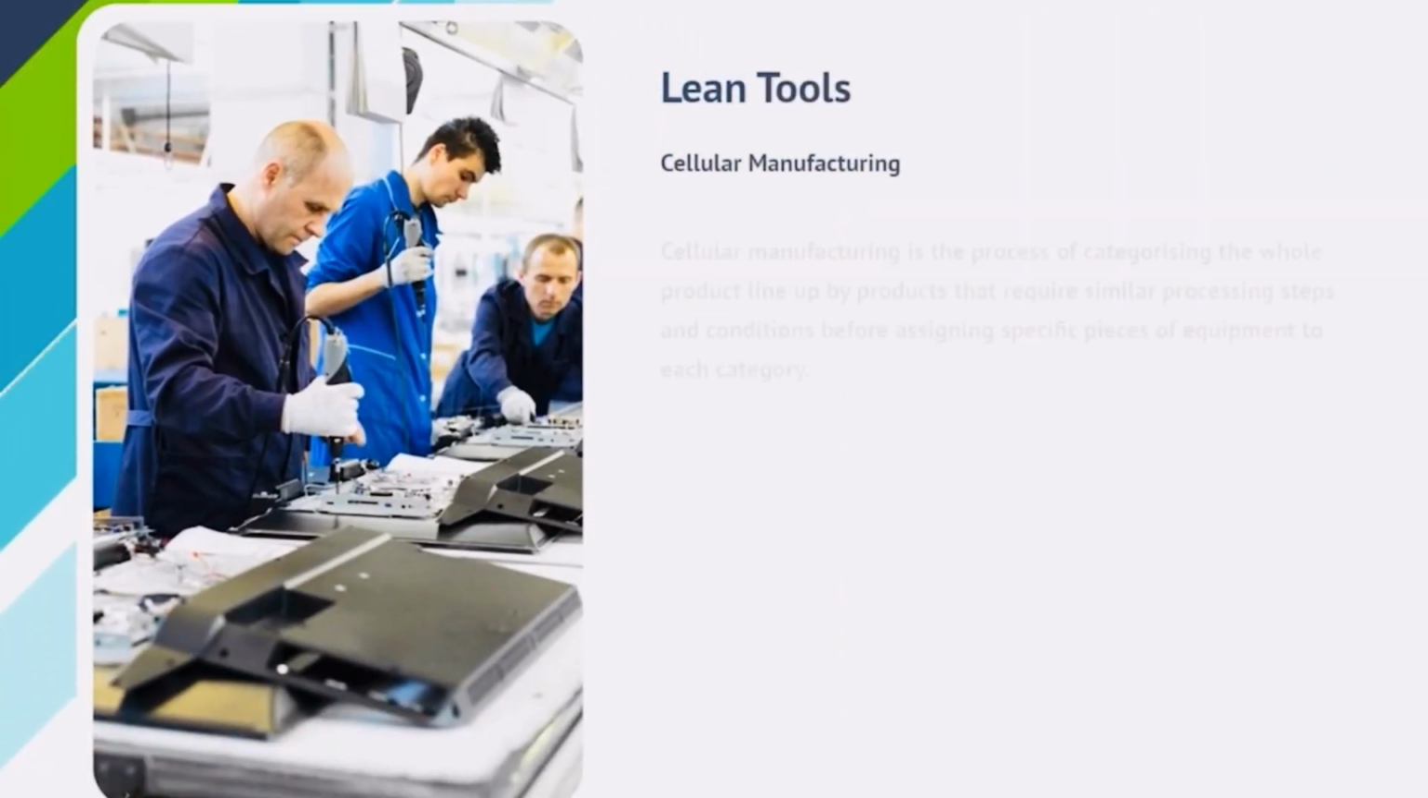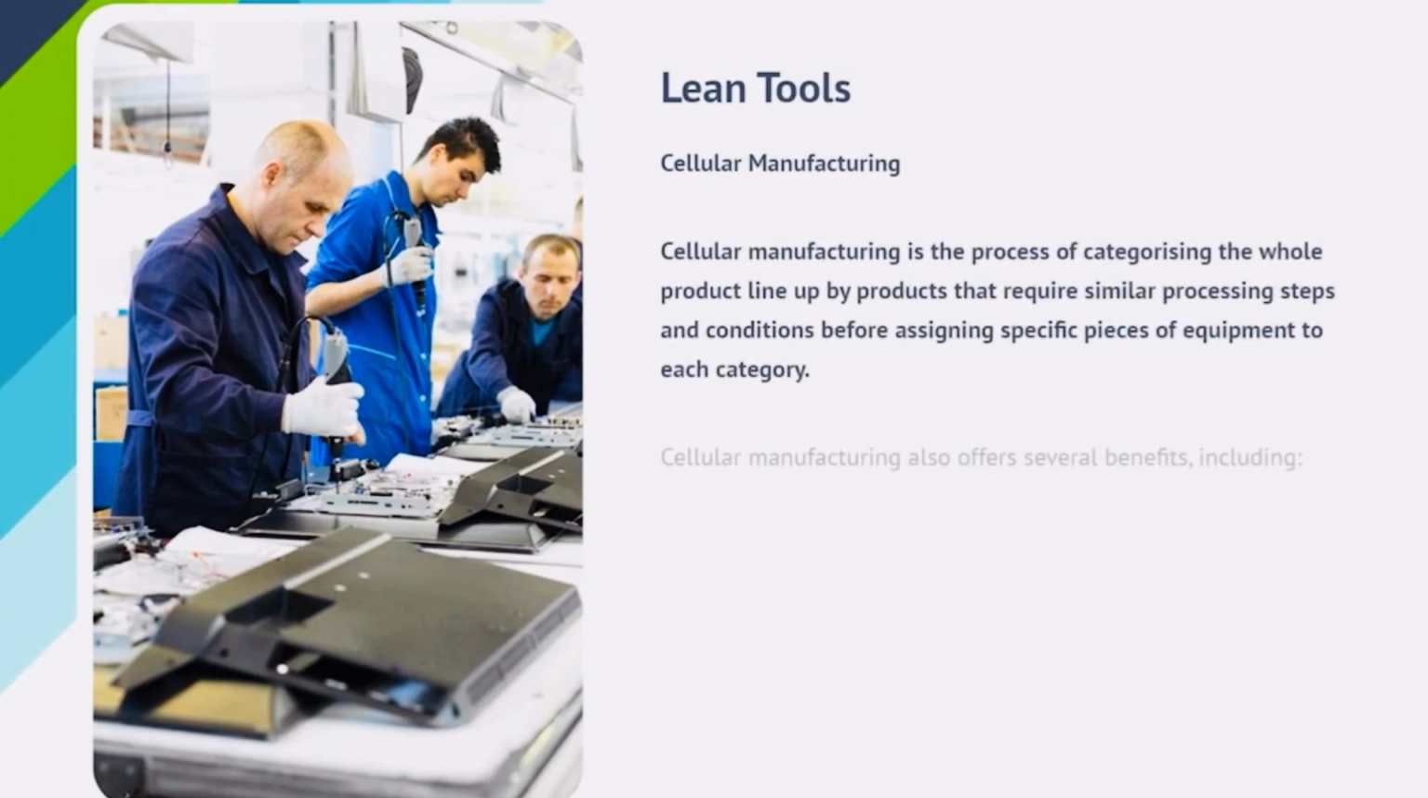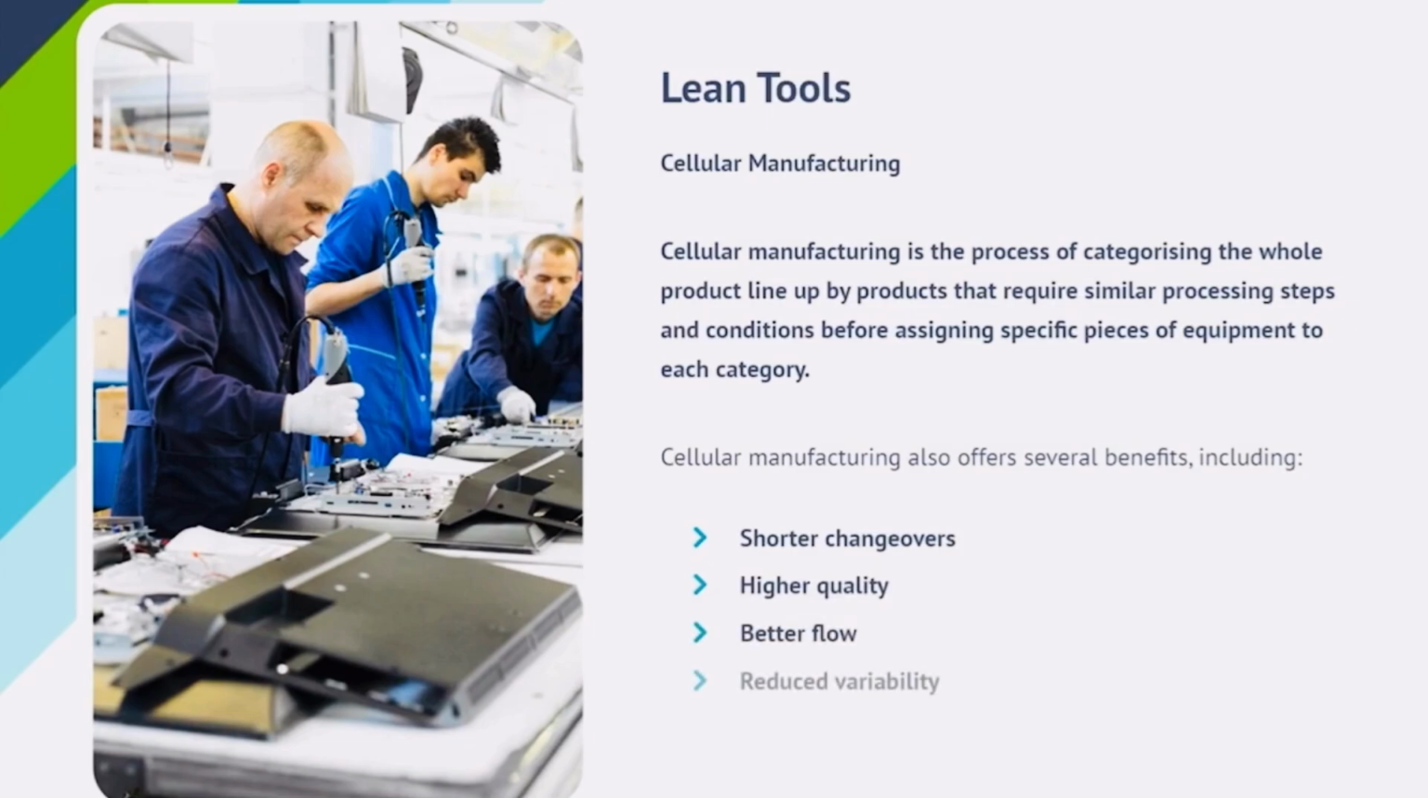Cellular manufacturing. Cellular manufacturing is the process of categorizing the whole product line-up by products that require similar processing steps and conditions before assigning specific pieces of equipment to each category. Cellular manufacturing also offers several benefits, including shorter changeovers, high quality, better flow, reduced variability.